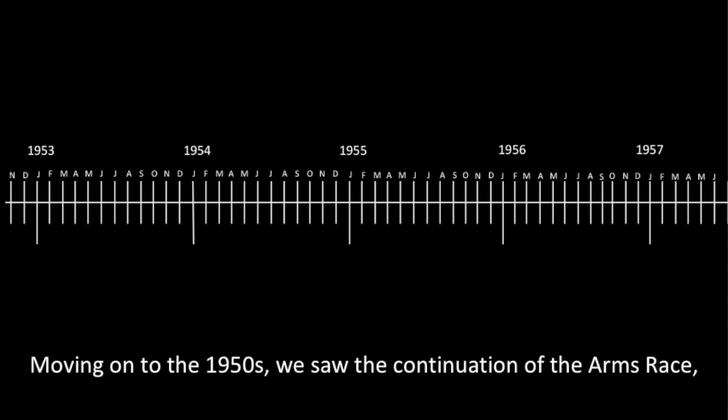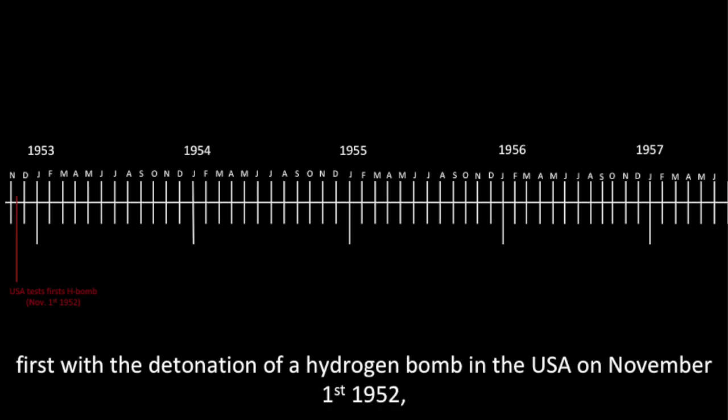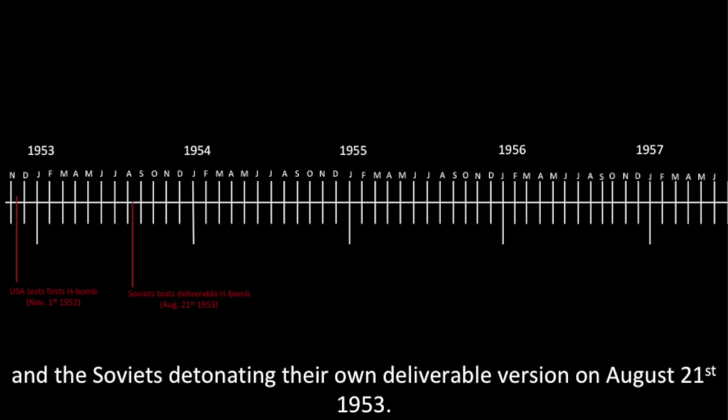The West was sponsored by the USA, and the East was under the influence of the USSR. Moving on to the 1950s, we saw the continuation of the arms race, first with the detonation of a hydrogen bomb in the USA on November 1st, 1952, and the Soviets detonating their own deliverable version on August 21st, 1953.